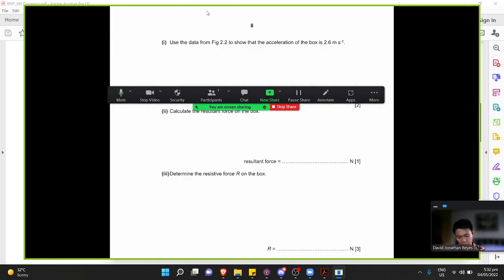As you all know, the common way to express the second law of motion is actually F equals mass times acceleration. But we also have the original definition of force, which is delta P over time, change in momentum over time. For this question, we're going to calculate the resultant force on the box.